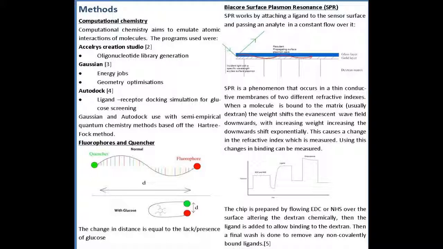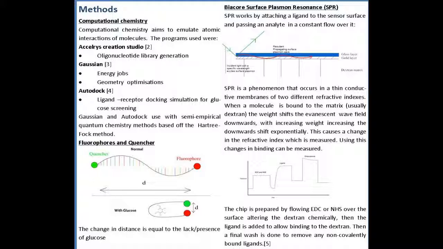Computational chemistry aims to model the behavior of atomic and molecular systems. This allowed me to investigate the interactions between a large amount of oligonucleotides at a low cost. In order to speed up result turnover time, a computer cluster of 20 computers was used. Accelrys Creation Studio was used to generate the oligonucleotide library.